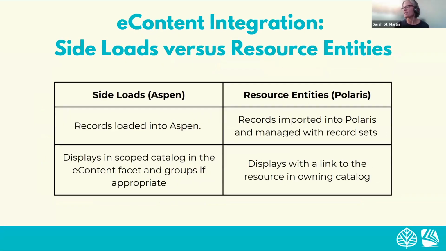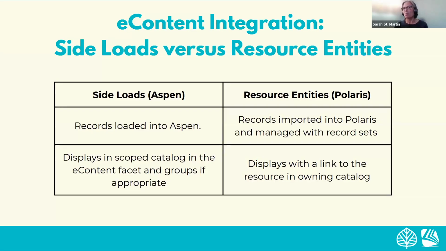And then, side loads in Aspen versus resource entities in Polaris. Essentially, they're the same. Records are loaded into Aspen, records are imported into Polaris. The nice thing about Aspen is that they display in the e-content facet and they group if appropriate, which is great. The resource entities just displayed with a link in the owning catalog.